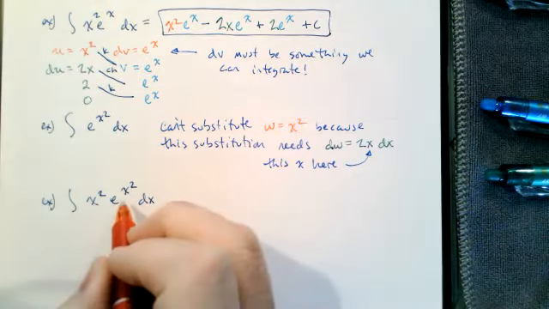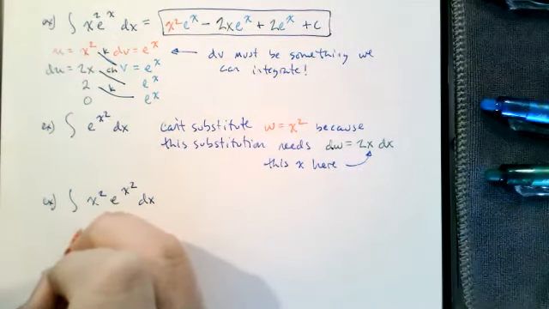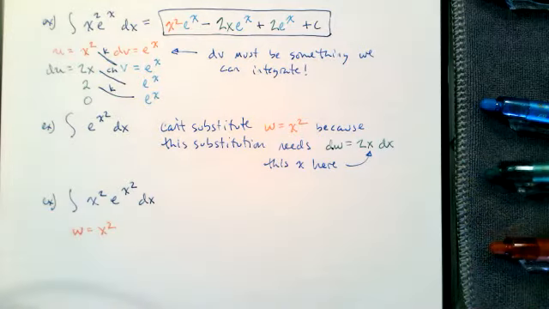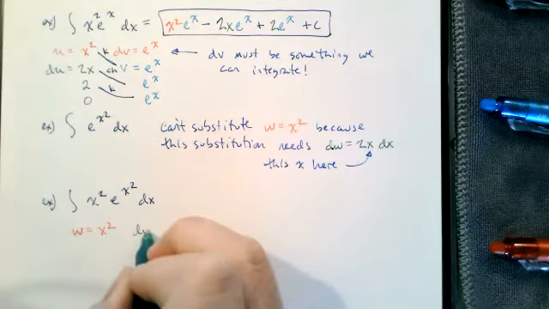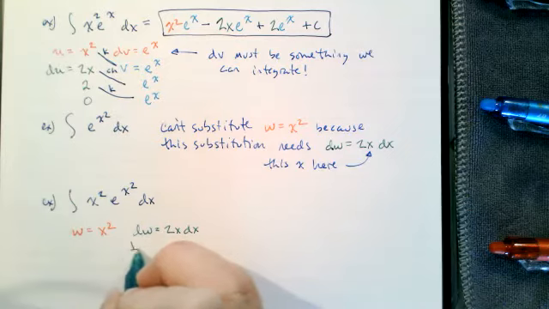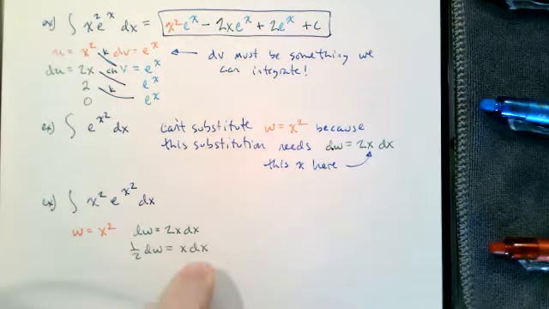So if we want to try the substitution w equals x squared, at first it seems like it's going to work. dw is 2x dx, so a half dw is an x dx. We need an x to be the dw, and we have two of them. So it seems like it's going to work.